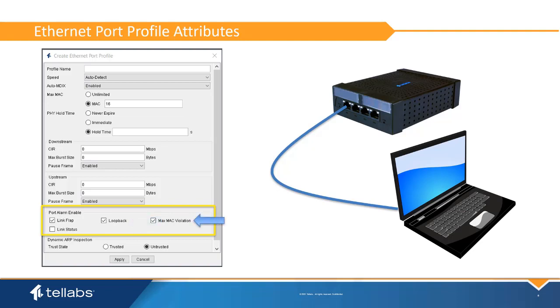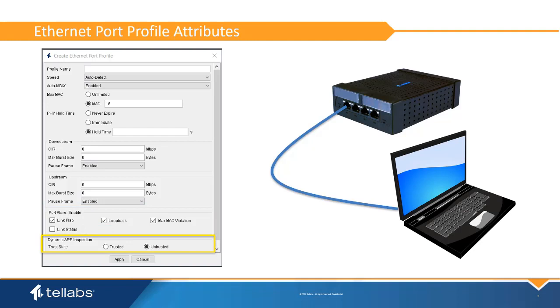Maximum MAC violations enables the reporting of the access violation alarm for exceeding the configured number of MAC addresses on the port. Link status enables or disables link traps on the port. The Uni will provide a LAN LOS alarm when the link goes down on the port.